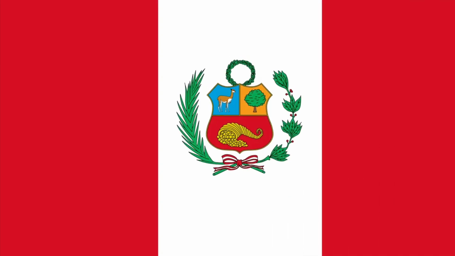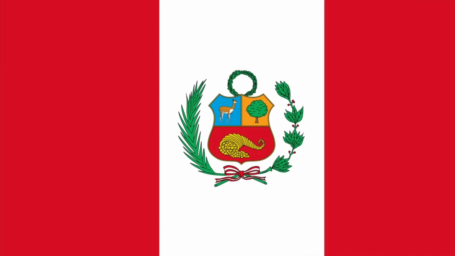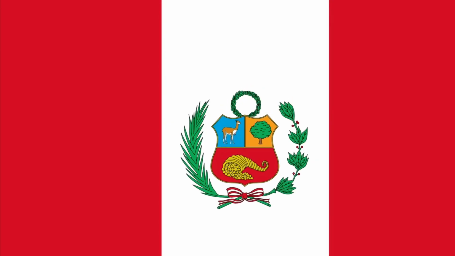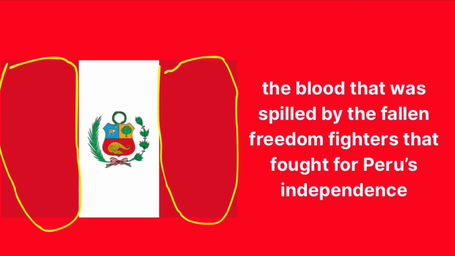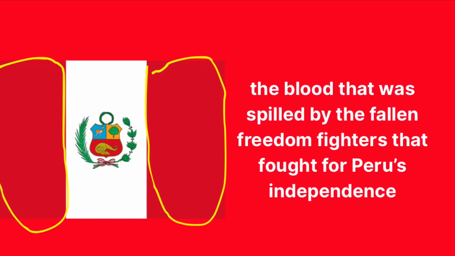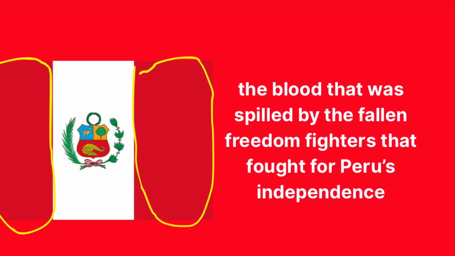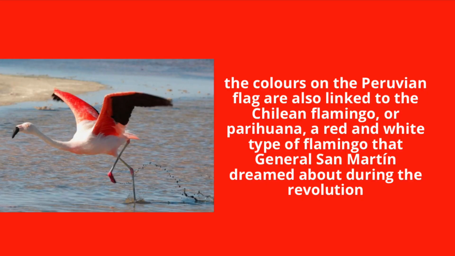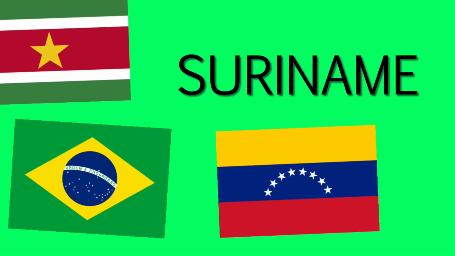Peru. The flag of Peru is a vertical triband with red outer bands and a single white middle band. Red represents the blood that was spilled by the fallen freedom fighters that fought for the independence of Peru. White represents purity and peace. However, the colors are also linked to the Chilean flamingo, or parihuana, a red and white type of flamingo that General San Martin dreamed about during the Revolution.